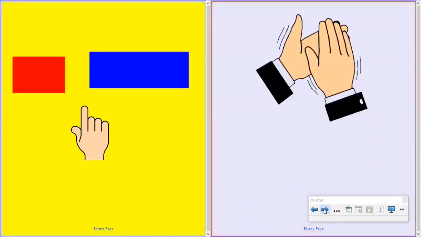Nice work breaking words into parts. Give yourself a round of applause.